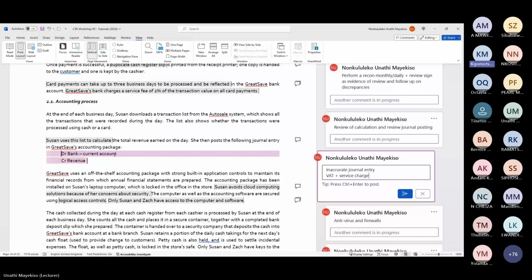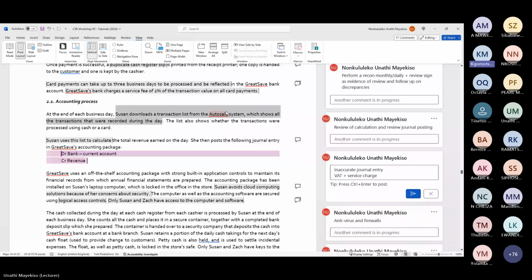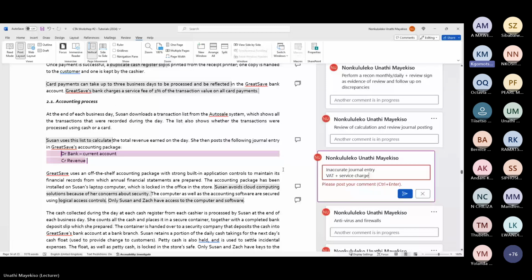I'm worried about two things. Firstly, completeness and accuracy, because Susan has to download these transactions and manually process them. So she might not do that correctly. She might miss other line items. I'm also worried that the system doesn't seem to be integrated with the accounting system.